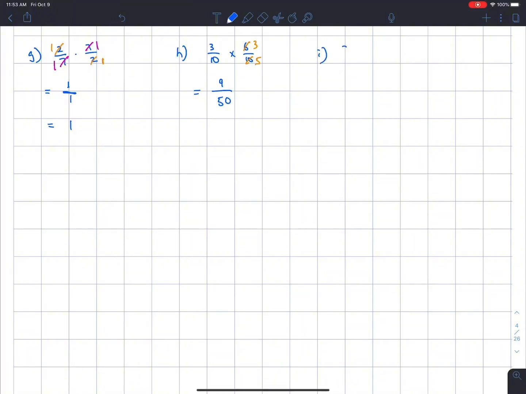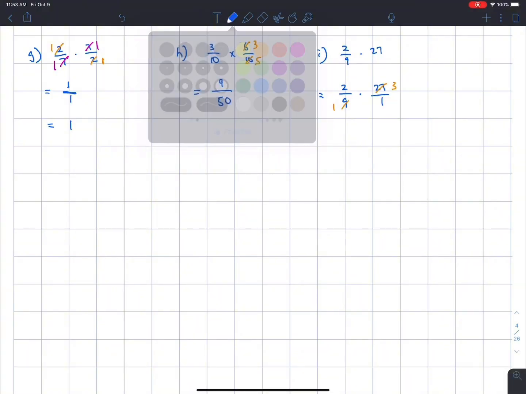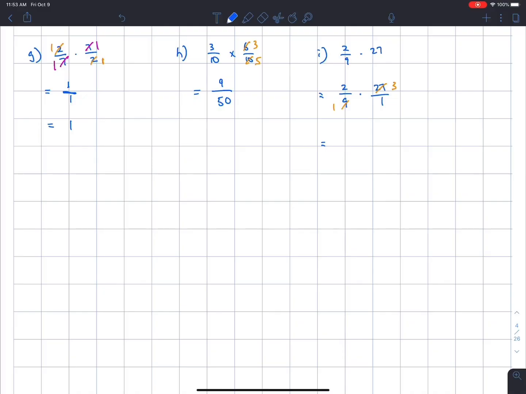I, 2/9 dot 27. This is 2/9 times 27/1. I can now simplify. Divide this by 9 to get 1. Divide this by 9 to get 3. And that's it. The numerator will be 2 times 3 is 6. Denominator 1 times 1 is 1. And we just get 6.